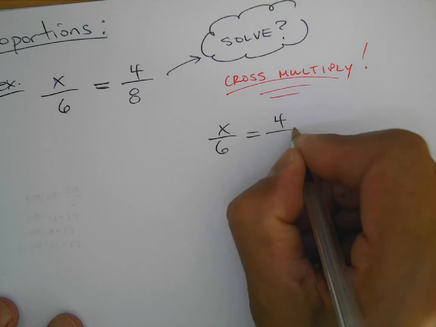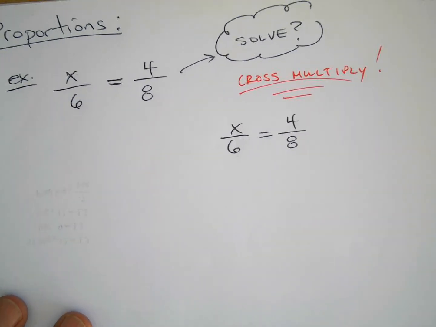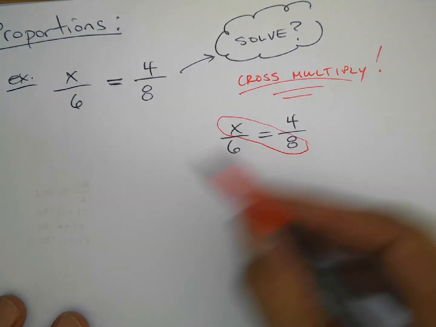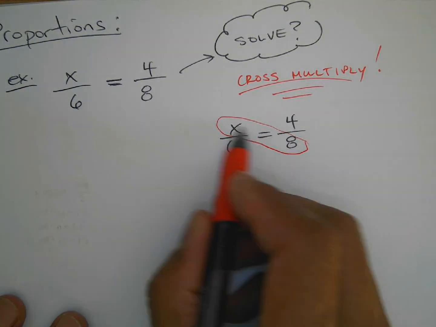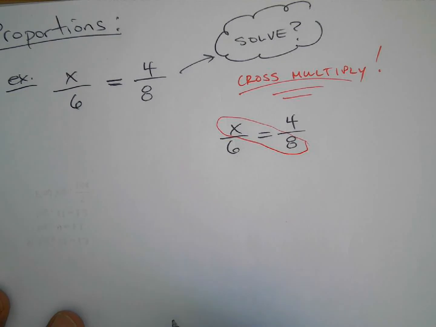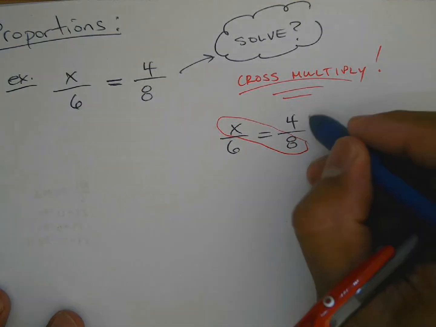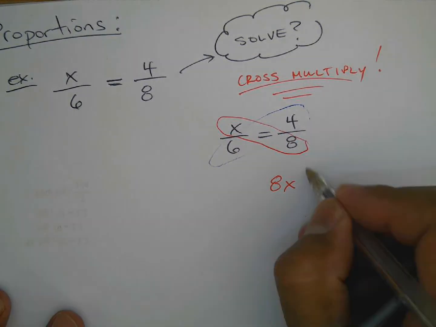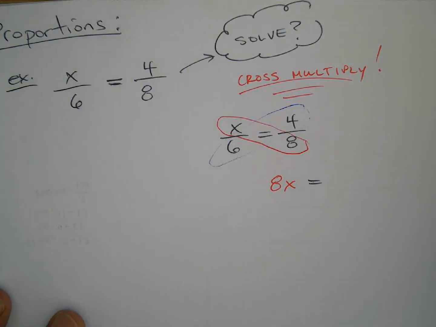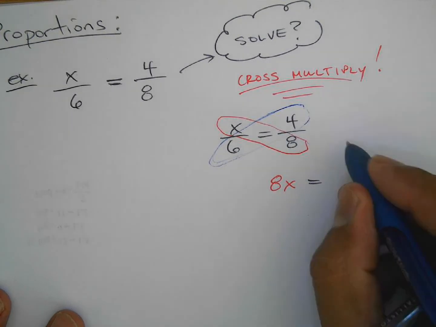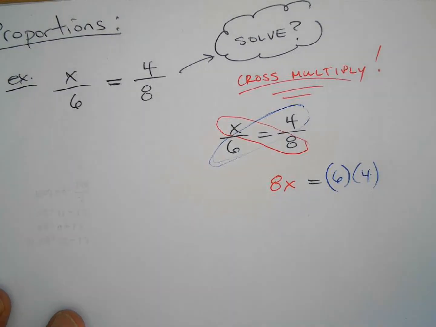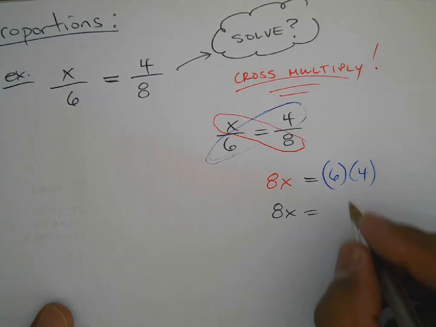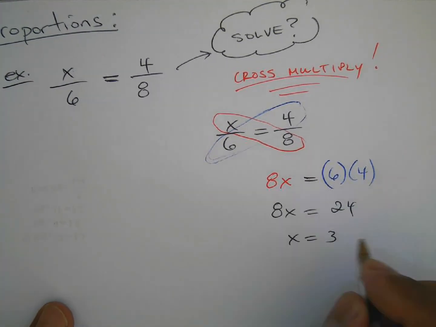x over 6 is equal to 4 over 8. You would cross multiply, like multiply diagonally across. Cross like an X. And I always start with the part with the variable. So that would be what? 8 times x equals, and then the 4, and then you multiply these parts. It's 4 times 6. Well, I think we got it right. That's going to be 8x equals 24. You're going to get x equals 3.